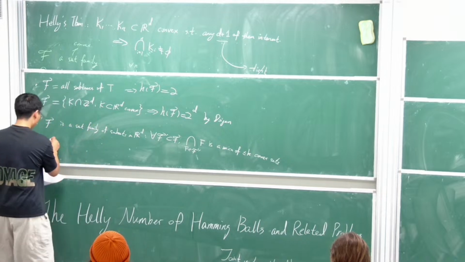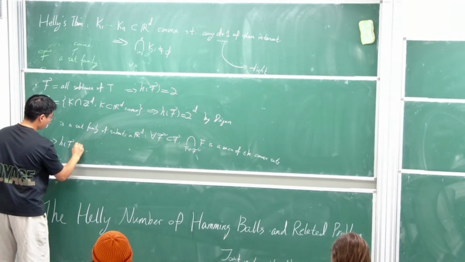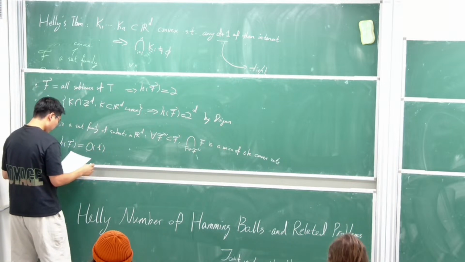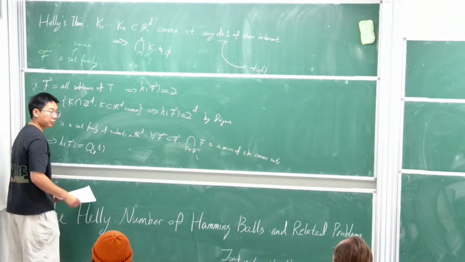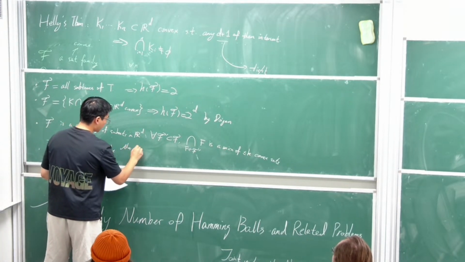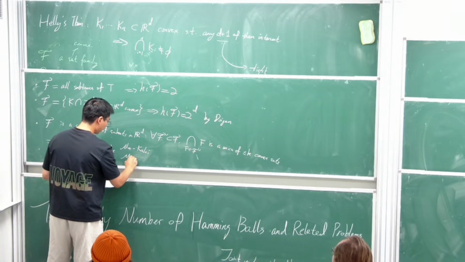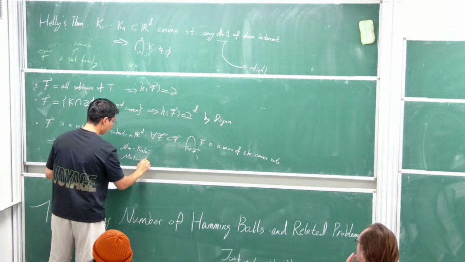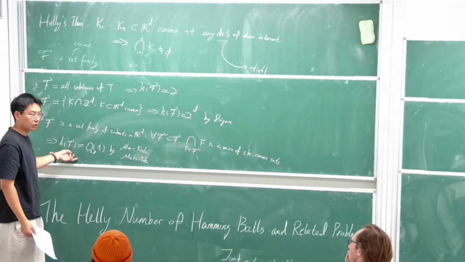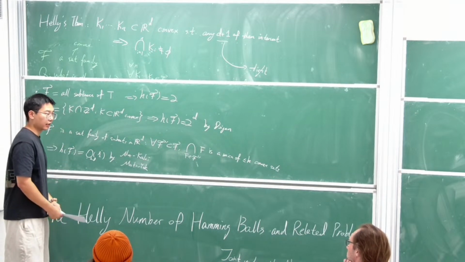And then it's shown that in this case, the Helly number is at most a constant, which is dependent on K and D, these two parameters. This was shown by Alon, and later by Matoušek. So these are three examples of the Helly numbers of concrete set families.